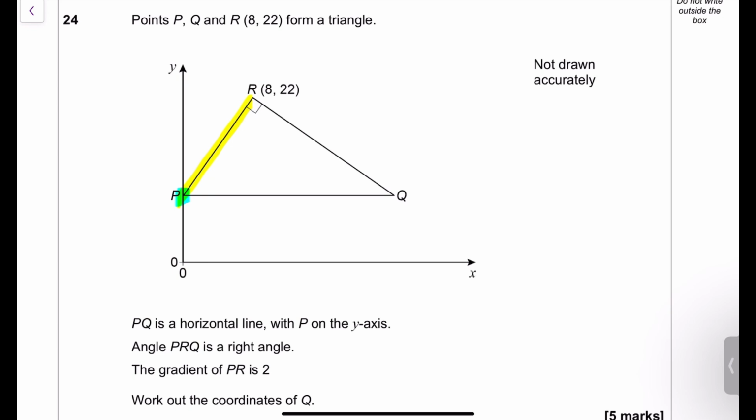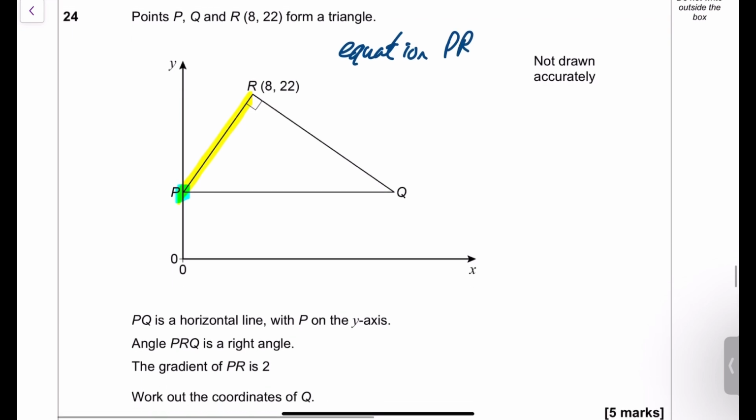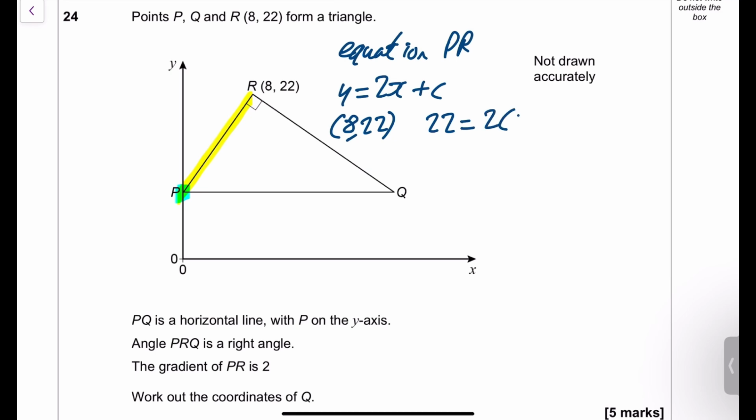So I'm going to find the equation of PR. I'm doing my working out up here. PR, it tells you, has got a gradient of 2. So remember your y equals mx plus c, the general equation of a straight line. And then we're going to sub in the point 8, 22. So y is 22, my x is 8. So 22 is equal to 16 plus c. So 22 minus 16 is 6, which is equal to c. So y is equal to 2x plus 6. So that's my equation of PR.